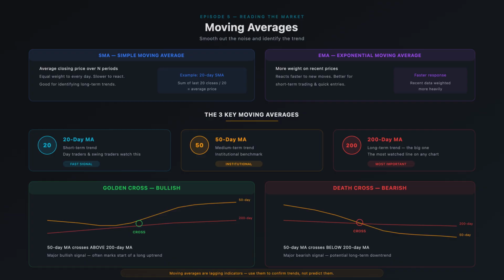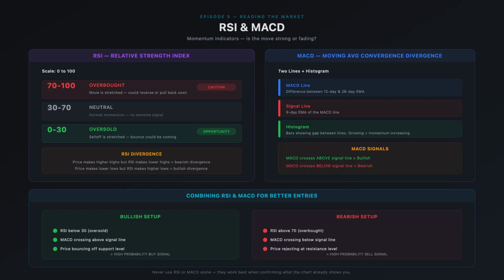One important thing, moving averages are lagging indicators. They tell you where price has been, not where it's going. Use them to confirm a trend, not to predict one. Now let's talk about momentum indicators. These tell you how strong a move is and whether it might be running out of steam.